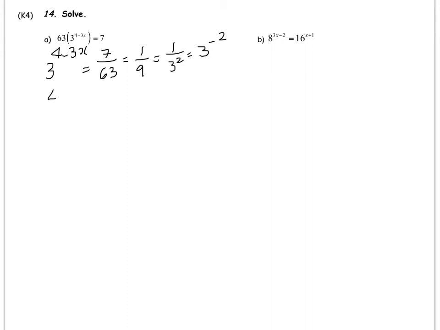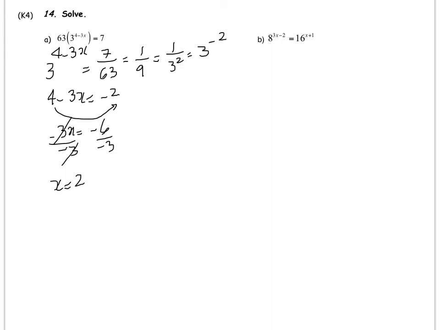Now, when the bases are equal, the exponents have to be the same. So 4 minus 3x is negative 2. I move 4 to the right, I get negative 3x is equal to negative 2 minus 4, which is negative 6. Divide by negative 3, I get x is equal to 2.